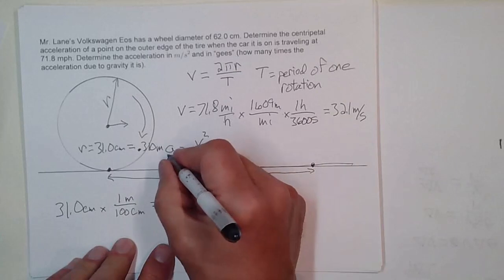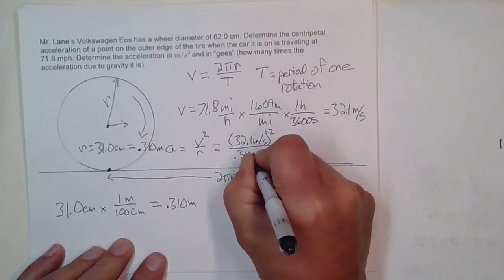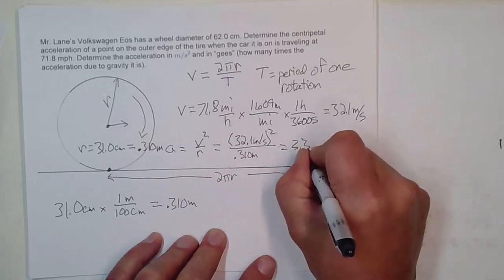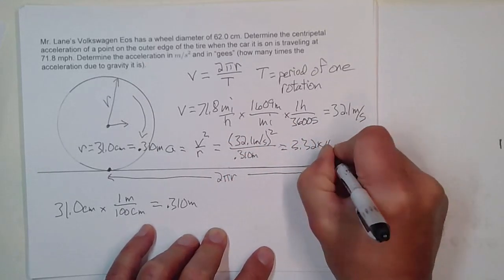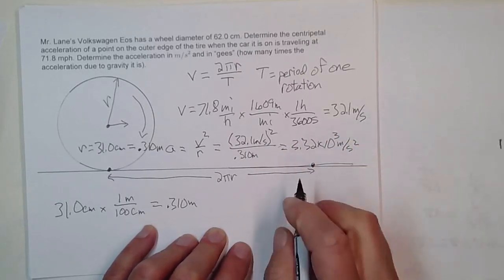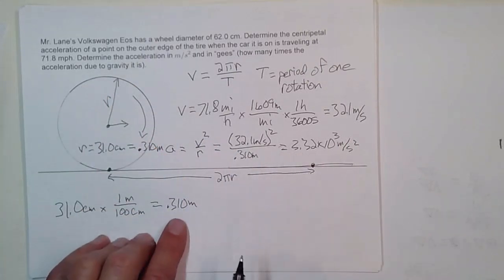Okay, so let's just plug in the numbers here and calculate. And when I do that, I get 3.32 times 10 to the third meters per second squared for that acceleration. That's the acceleration in meters per second squared.